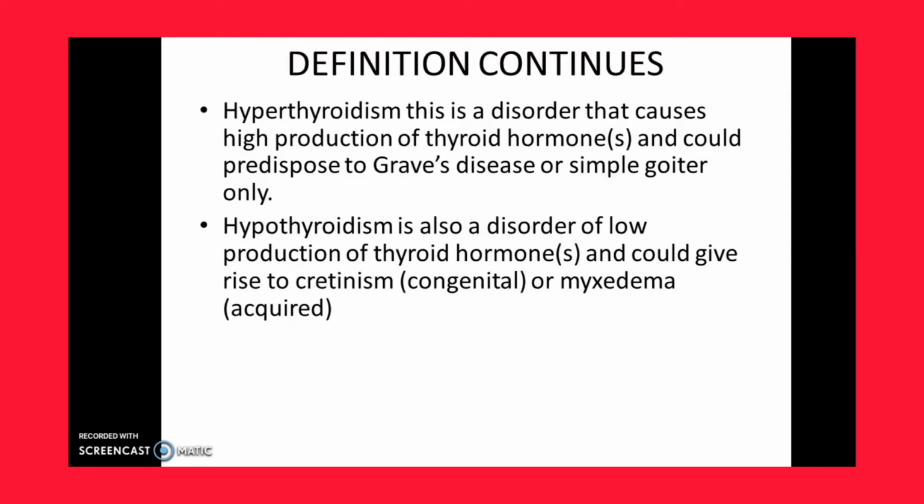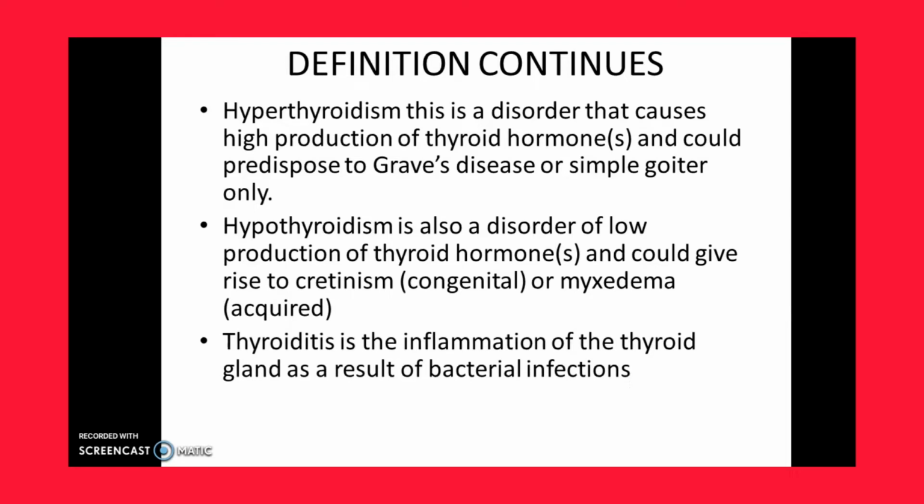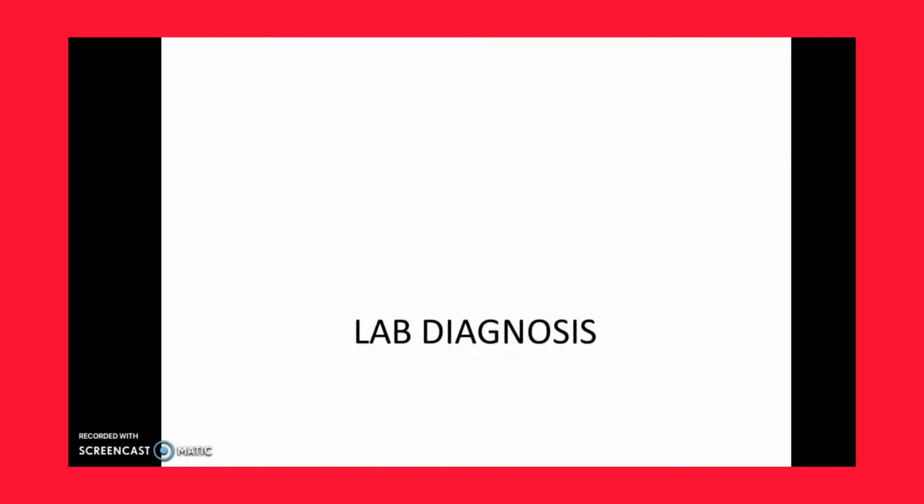And then myxedema is acquired. It happens around after 40 years of age. It could be autoimmune. I mean, when you talk of autoimmunity. And thyroiditis is the inflammation of the thyroid gland as a result of bacterial infection that you can suspect Staph aureus and strep pneumo or even strep pyogenes.